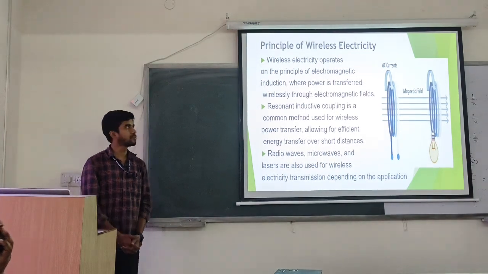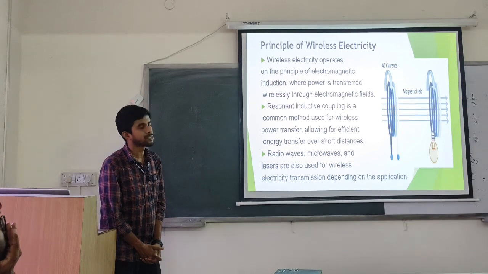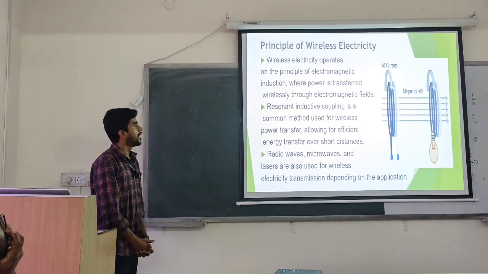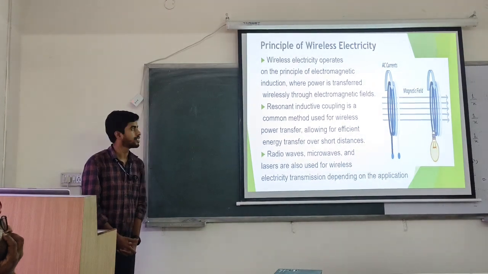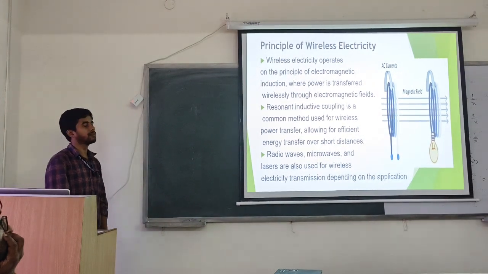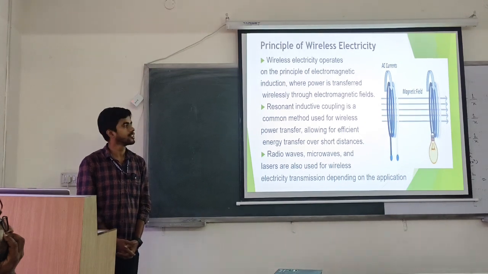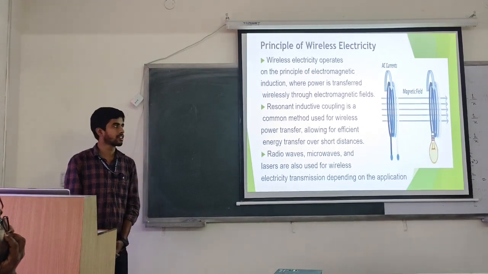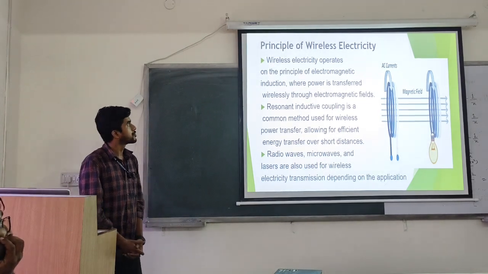Then this is the principle of wireless electricity. Mainly, wireless electricity works on the principle of electromagnetic induction. And as we know, what does electromagnetic induction mean? That means if the magnetic flux linked to a coil changes, then an EMF is induced in the circuit. This is known as induced EMF, and the corresponding current is known as induced current. So wireless electricity is based on this principle.